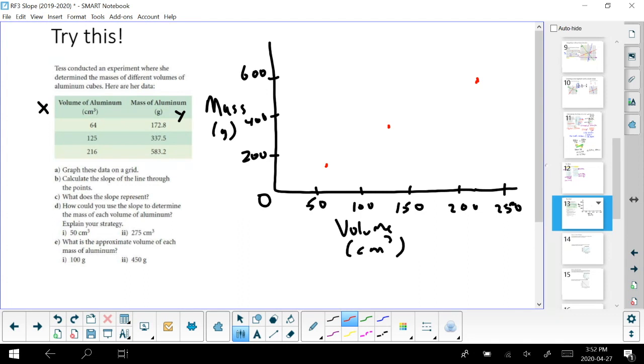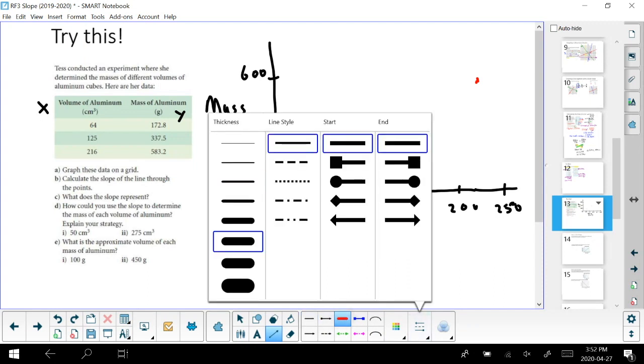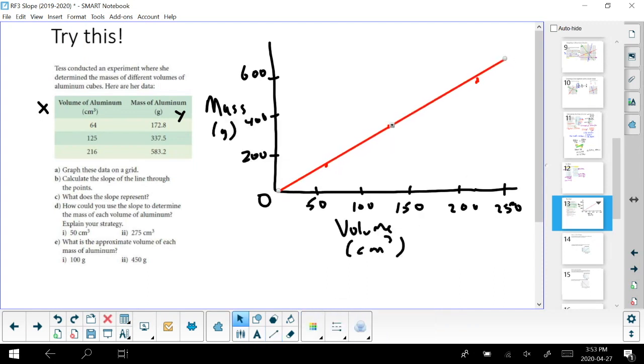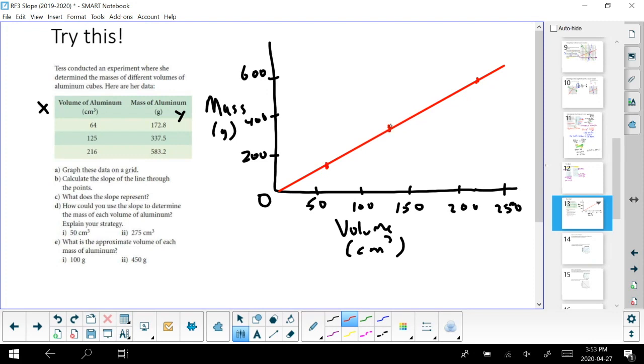We're asked to calculate the slope of the line through the points. So if we were to draw a line through these points, it kind of looked like this, which really isn't too bad for freehanding it. But again, let me reiterate where those points are. We got one here, got one about here, then we got one last one right there.